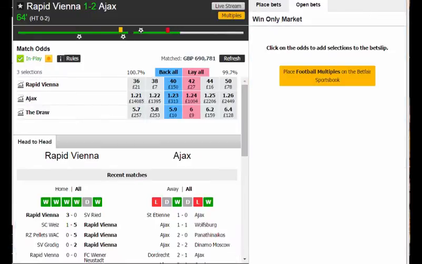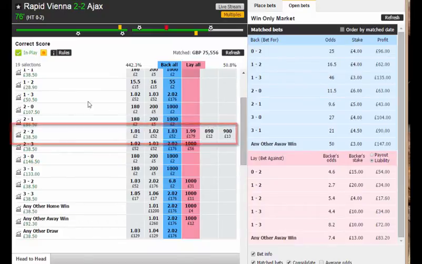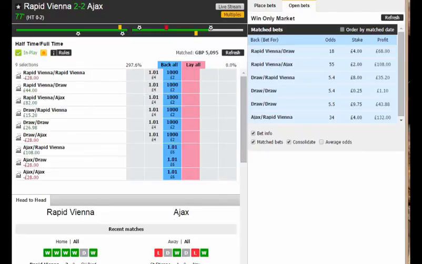What about if Rapid actually managed to equalise? Well, we can see we've got £38.50 green on the 2-2, so that leaves at least a £10 profit if it went to 2-2. And of course we've got £108 green on the half-time, full-time market, which was Ajax Rapid Vienna. I'm looking for a goal here. And alright, it went to Rapid on 77 minutes.